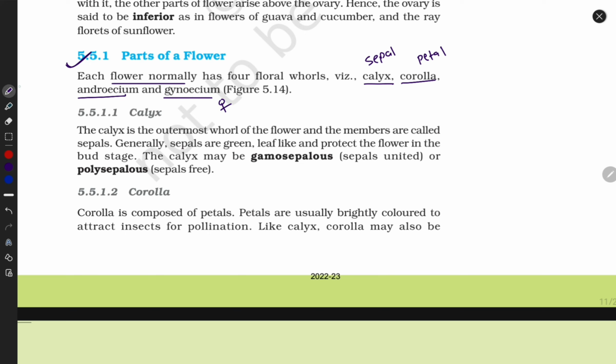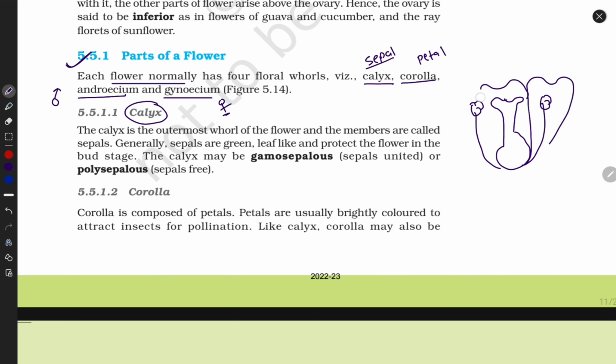Wait, this is the female reproductive organ. Let's start with calyx. Calyx, what? This is the sepal part, the outer greenish part. We know now this is the flower. Wait, this is gynoecium. Alright, and what is this? This is the anther, the male reproductive organ. And this is what? Petal. Yes or not? Petal. And now there is a greenish part.